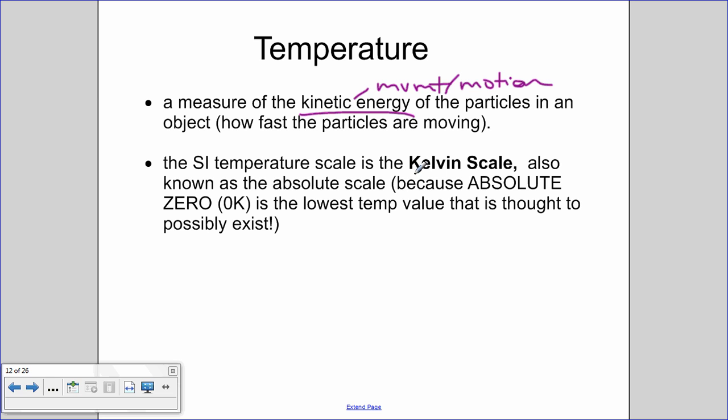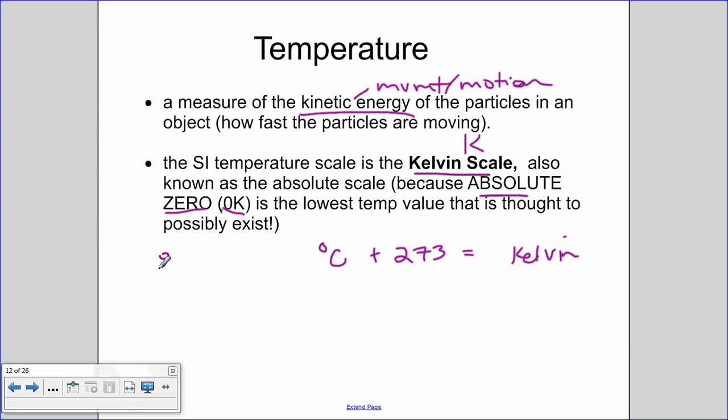In the SI system, we have the Kelvin scale, and that's going to be using our K again. And don't forget, whenever you're converting from degrees Celsius, you just add 273 to a number, and you're going to get the Kelvin temperature. We don't use a little degree mark when we talk about Kelvin. And the reason that we use the Kelvin scale is that we sometimes will refer to absolute zero. And absolute zero is 0 Kelvin, and that's the lowest value of temperature that was thought to possibly exist. That's where all movement stops.